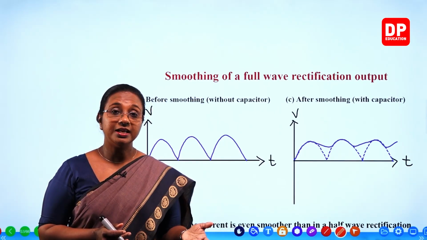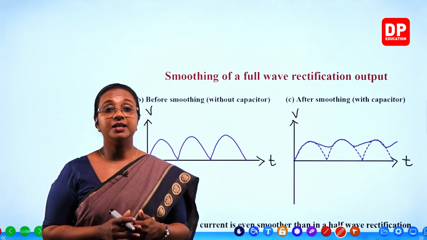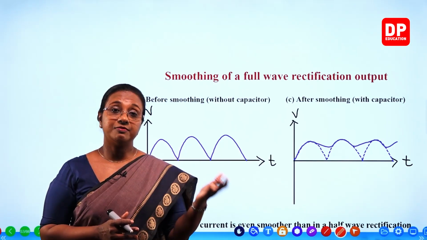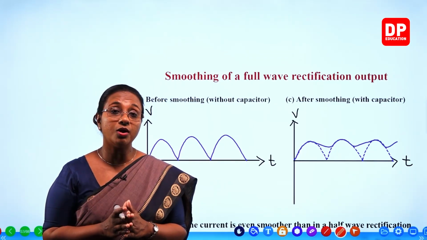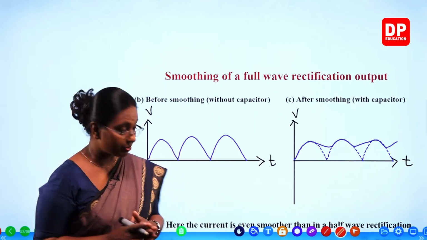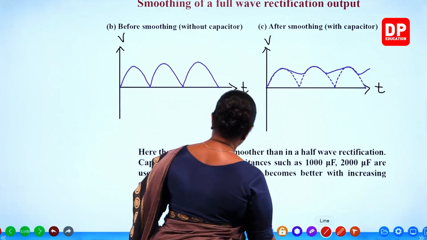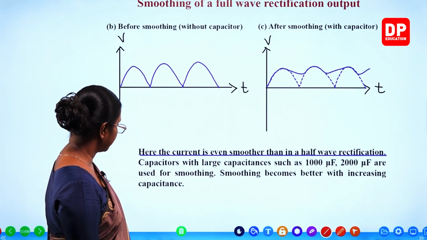Direct current, alternating current after half wave rectification, alternating current to full wave rectified current, then half wave rectified current after smoothing, full wave rectified current after smoothing. You should be familiar with all the different types of graphs. So I'm sure you all can understand the smoothing process also. So these are the two plots. Here the current is even smoother than in half wave rectification.